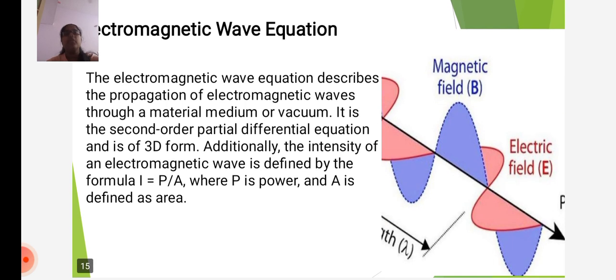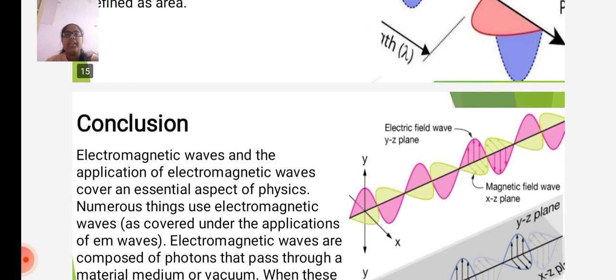Electromagnetic wave equation. The electromagnetic wave equation describes the propagation of electromagnetic waves through a material, medium, or vacuum. It is a second order partial differential equation and is of 3D form. Additionally, the intensity of an electromagnetic wave is defined by the formula I is equal to P by A, where P is the power and A is the area.